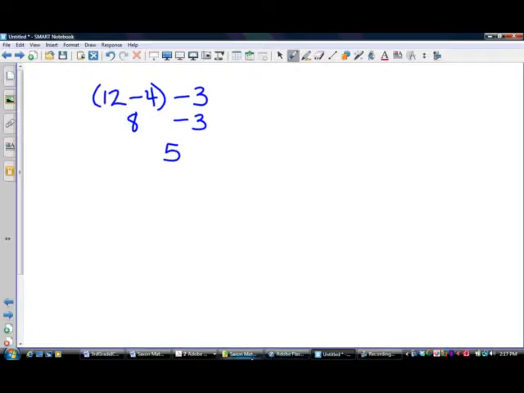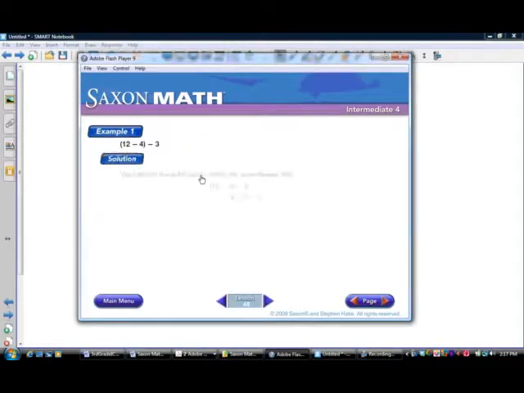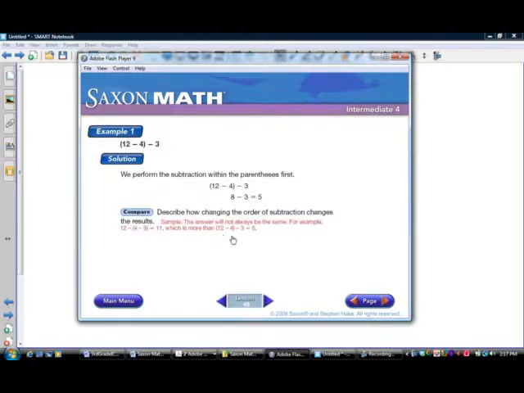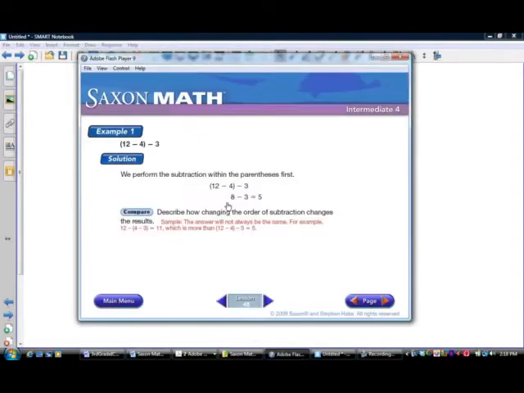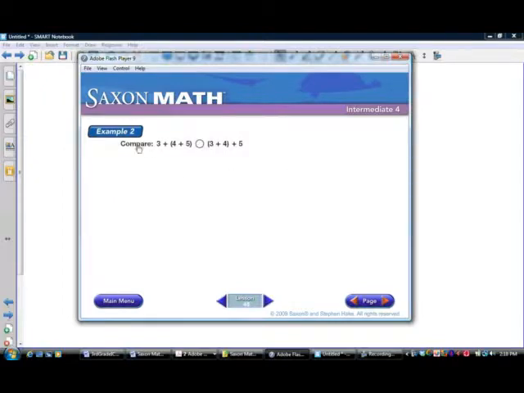Again, this is getting us ready for algebra. This is the way we're going to do it. Now I want you to notice that if we had done them out of order, if we had said 4 minus 3, that'd be 1, right? And then 12 minus 1 would be 11, so we would not have the same outcome. That's why it's very important to do those first.